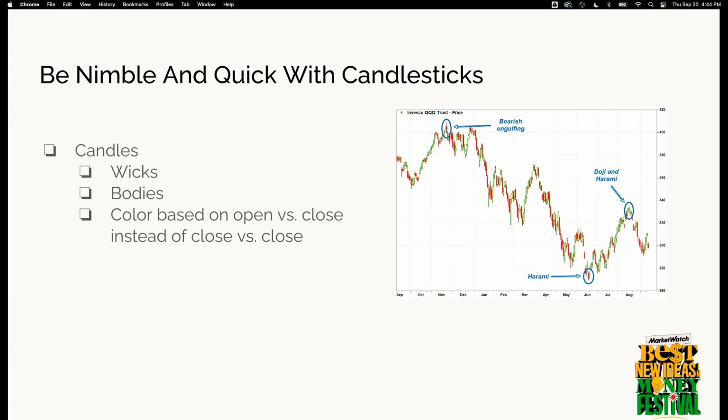These were supposedly, a lot of people think they were developed in the 18th century in Japan by a trader who traded rice futures. What they do is they give you a little more description than a line chart or something, because they tell you there's a body, the difference between the open and the close, and then there's these wicks, or you can call them shadows, the intraday high and intraday low relative to the body.